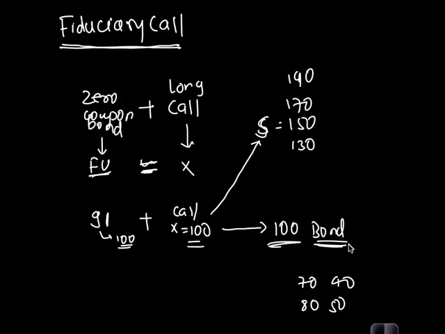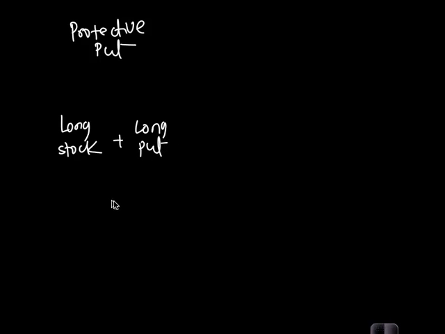Next strategy is protective put. And of course, from put call parity, if you remember, fiduciary call and protective put are the same values. They will always result into same values. So in a protective put, you have a long stock, plus you have a long put.